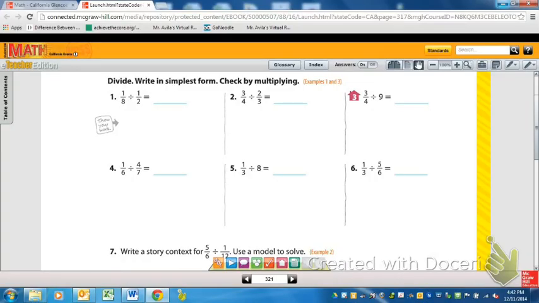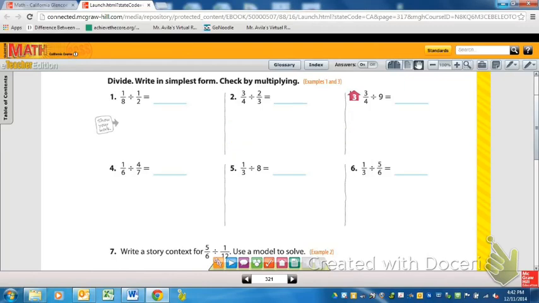This was part of the work that they had, so let's do number 2 together. 3/4 divided by 2/3. So this is just going to be 3/4 times 3/2. And can't cross cancel. So 3 times 3 is 9/8. 8 goes into 9 1 time. 9 minus 8 is 1/8. So 1 and 1/8 will be your answer for number 2.